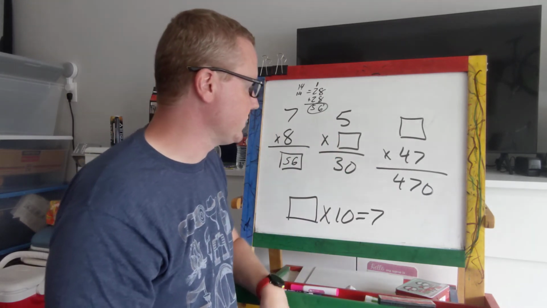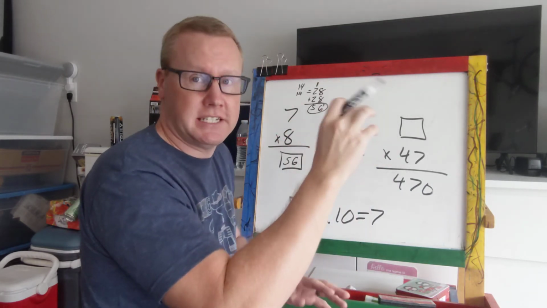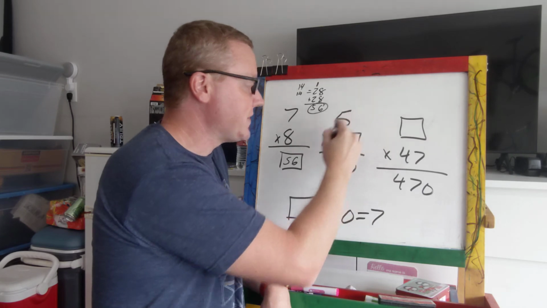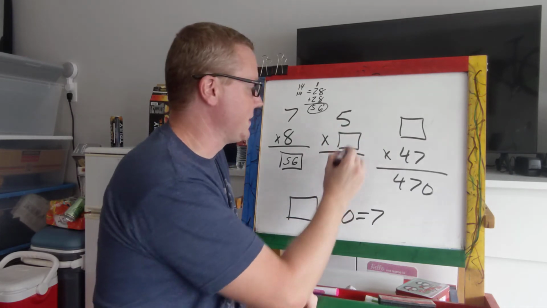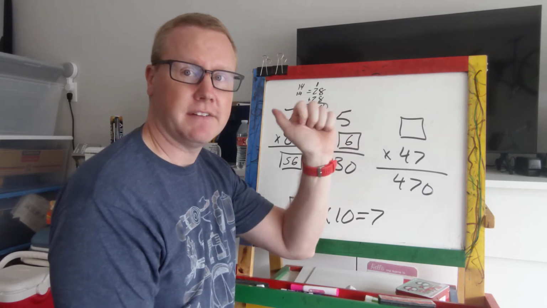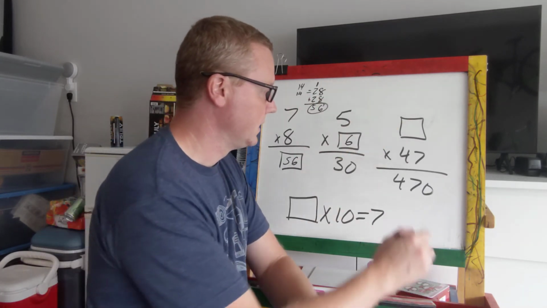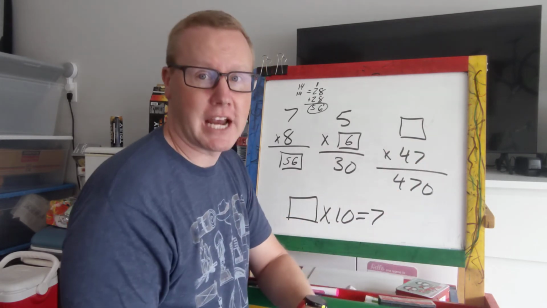5 times something equals 30. We just showed this in the last one, so some of you guys are like, 6, 6, 6. Again, this is just a more efficient way of showing it than the area model. So 6, or you can always count by 5s till you get to 30: 5, 10, 15, 20, 25, 30. 6.